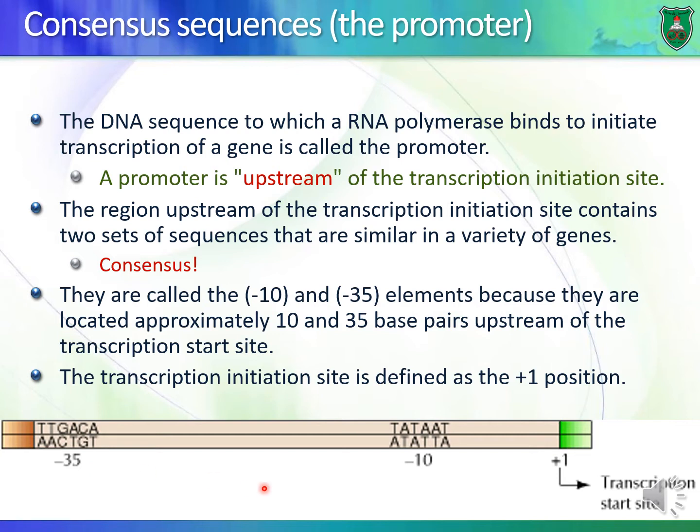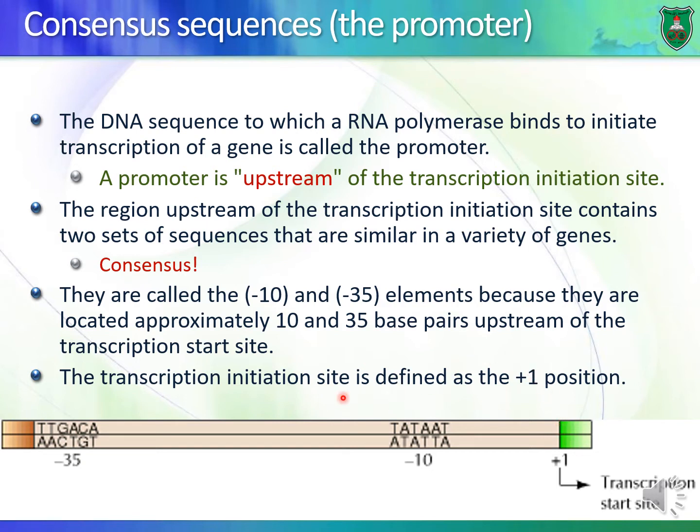Why are they given these numbers? Because -10 is located almost 10 nucleotides upstream of the transcription start site. And this region is also known as the TATA box because it's rich with TATA nucleotides. The -35 region is 35 nucleotides away from the transcription start site. It is upstream of the -10 site and the +1 site as well.